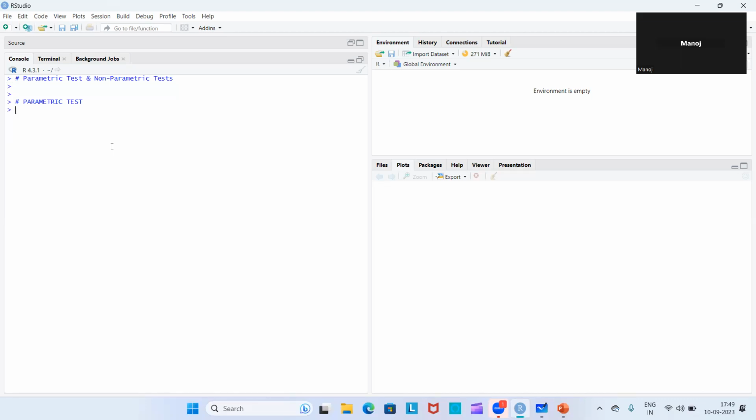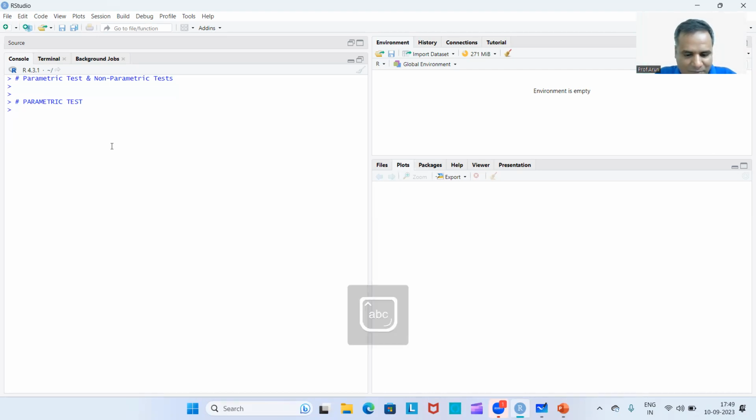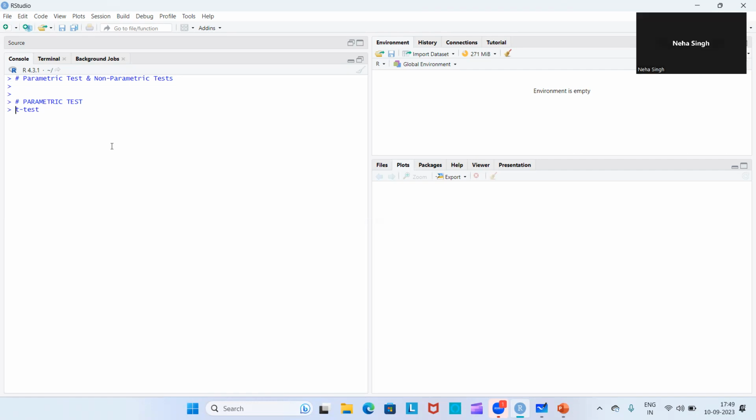Yes, Manojji, t-test. Okay, so t-test, there is a family. Neha was saying something. We have t-test and Z-test, but Z-test basically people don't use now. When I say t-test, it has one sample t-test, then independent sample t-test, then paired sample t-test, and then ANOVA. ANOVA is nothing but an extension of t-test. So one-way ANOVA, two-way ANOVA, three-way ANOVA, factorial ANOVA, these are there.